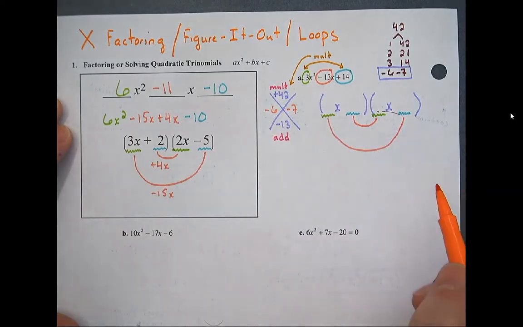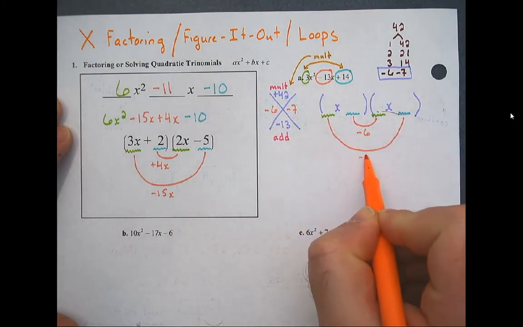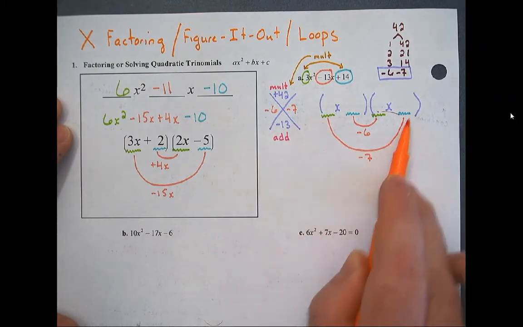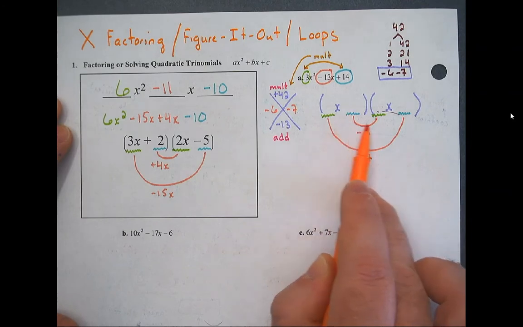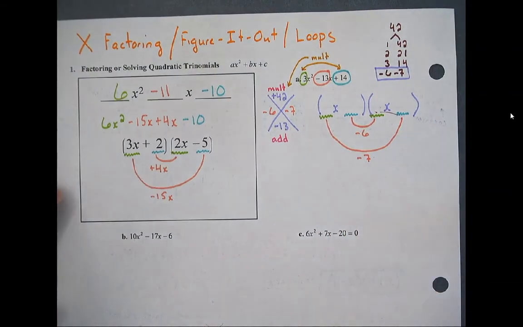I use that color on purpose because those are the same things that I'm going to put on my loops. So this loop, when I multiply these two things together, they've got to make a negative 7. When I multiply these two things together, they've got to make a negative 6. All right, so let's put it to work now.